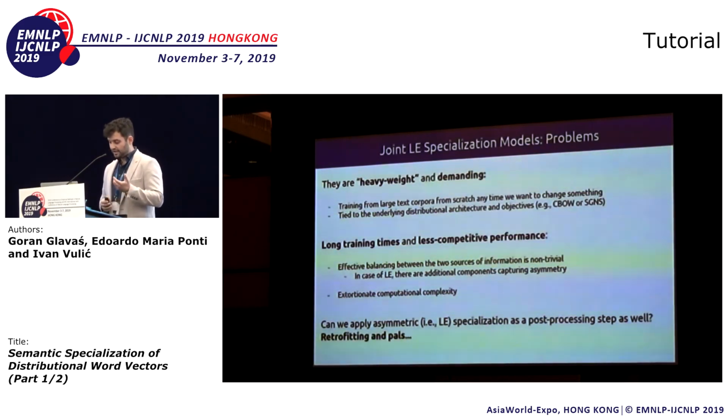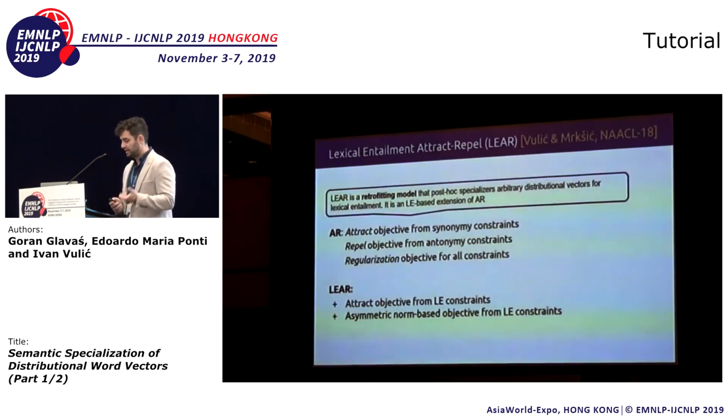So the idea would be, can we apply some kind of asymmetric lexical entailment specialization in the same retrofitting style, as a post-processing step once we've actually built the distributional vectors? And yes, we're back to retrofitting and co. There is a lexical entailment variant of the Attract-Repel model that Ivan and colleagues published last year.